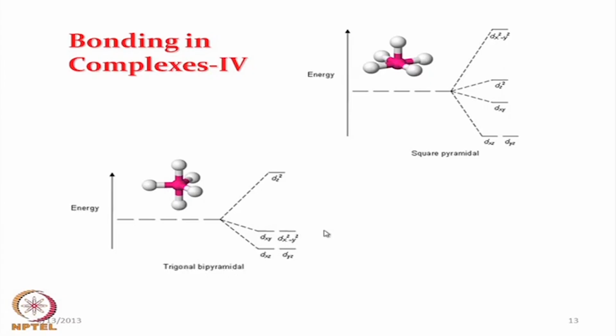So we should be careful while writing this electronic configuration about which level is vacant. Here dx square minus y square is vacant, here dz square is vacant. So we should not put any electron in the dz square level or dx square minus y square level while writing the corresponding metal complex having a coordination number of 5 in these two geometries.